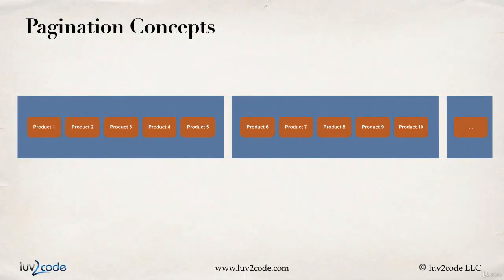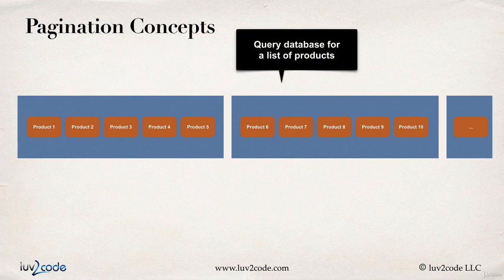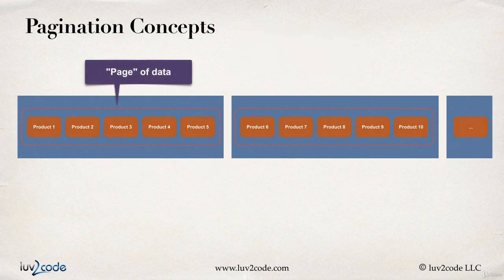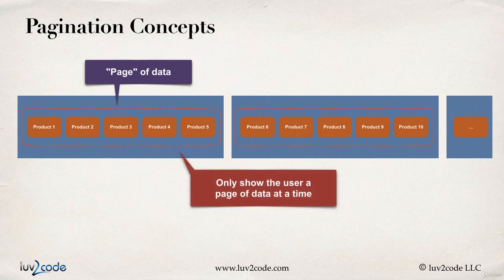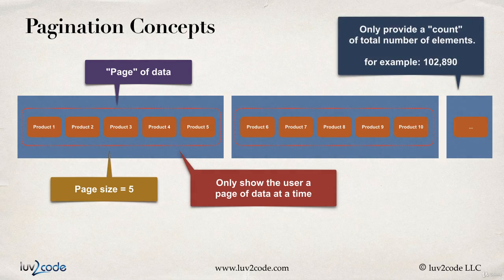So let's look at some pagination concepts. We query the database for a list of products, and what we'll do is show the user a page of data. So we don't show the user everything, only a page of data at a time. In this example, the page size is 5. We only provide a count of the total elements, for example, 100,000 products, but we don't return 100,000 products. We only return a small subset, or a page of data.